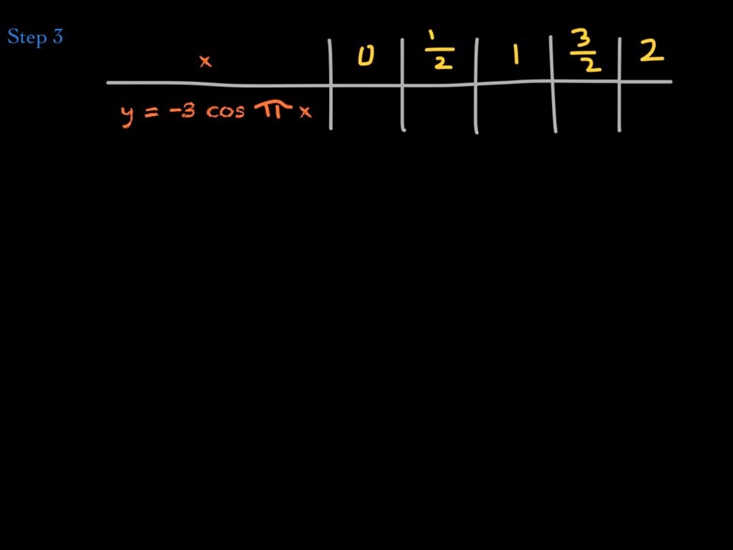All right, let's do it. When you plug in 0, you end up getting pi times 0, which is 0. Cosine of 0 is 1. And negative 3 times 1 is negative 3.